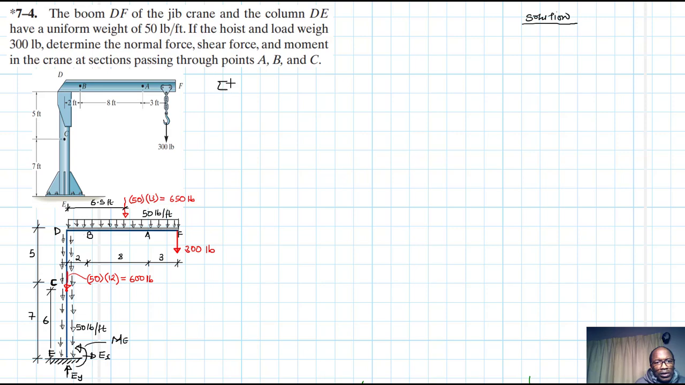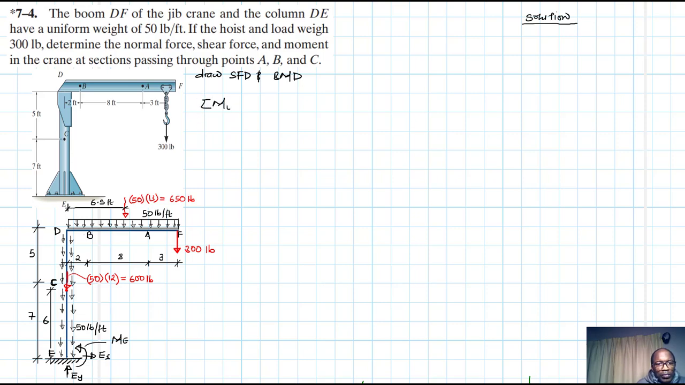So we have summation of moments about point E equal to 0, anti-clockwise. And I also forgot to mention that not only are we going to find the internal forces at A, B, and C, but we are also going to draw the shear force and the bending moment diagram for member DF, which is the crane, as well as the column DE. Okay, right, let's go ahead now.